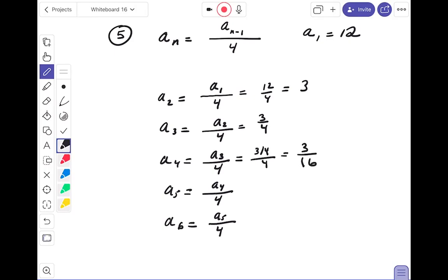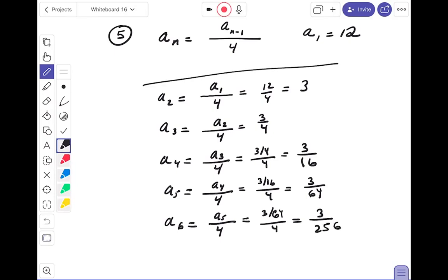All right. What's A5? Well, I just did A4. It's 3/16 over 4, which would give you 3 over 16 times 4, which is 64. What goes over here? Well, A6, which is 3/64 over 4. This would be 3 over 64 times 4, let's see, 240 and 256. All right, put a box in this over here.